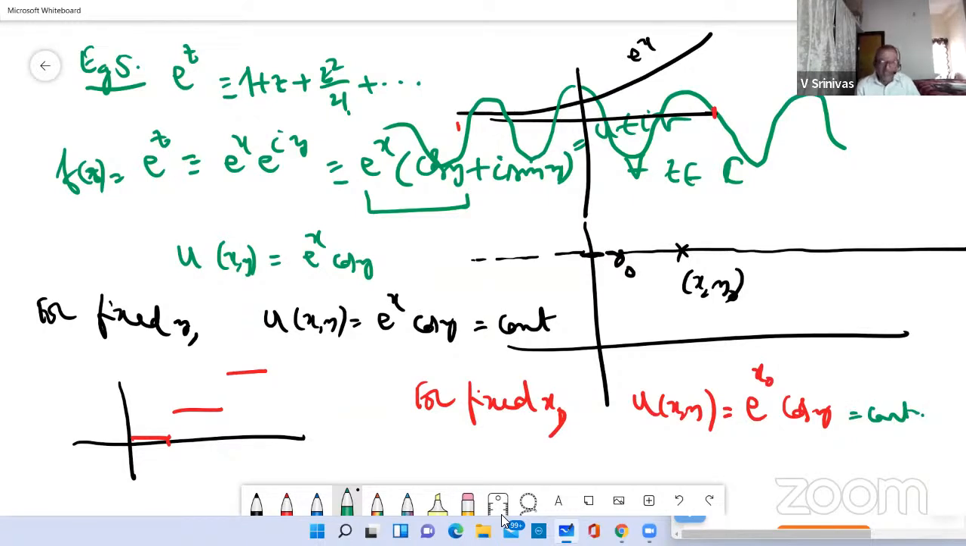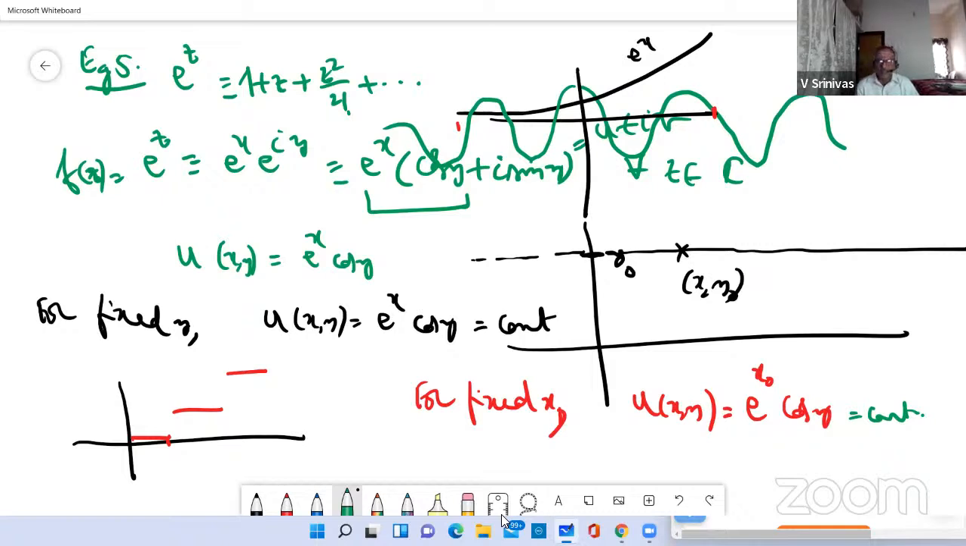So the projections of this function, the real part, on the x-axis and y-axis are continuous. Therefore, this will be continuous. That's how you can find that the real part of f is continuous.